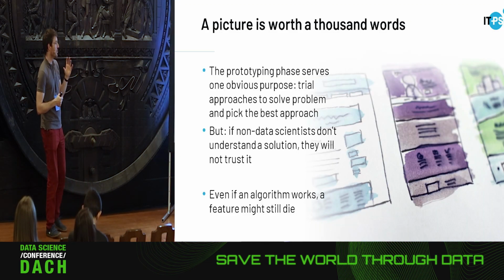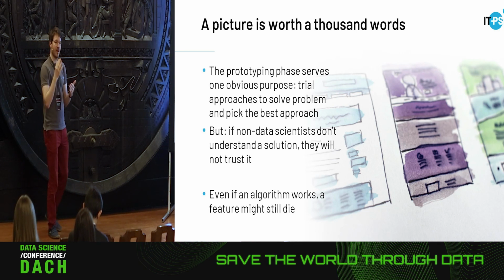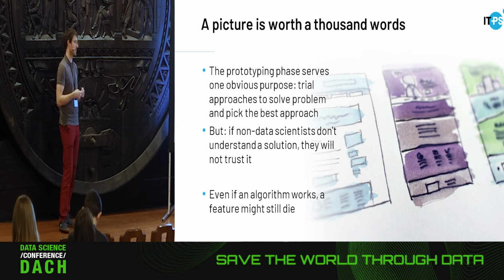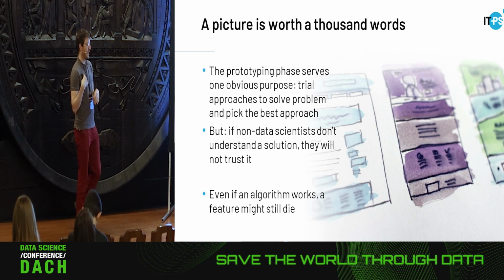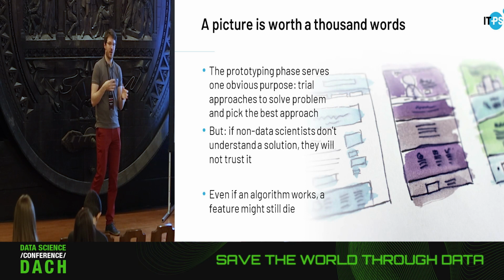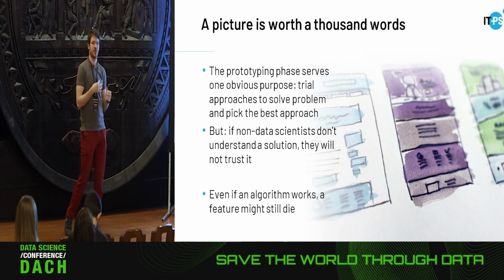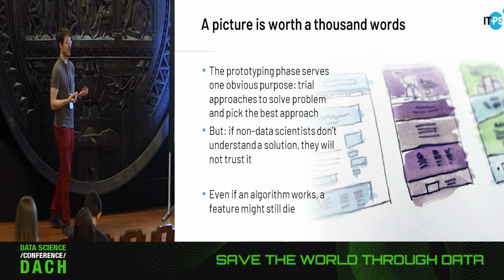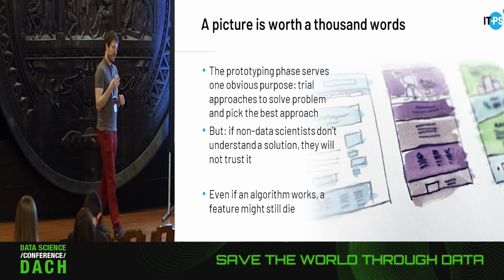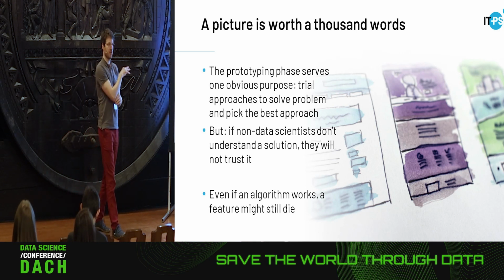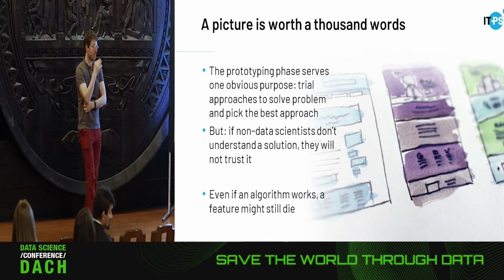What do I mean? Usually, whenever you have an idea and you say, yeah, okay, we're going to try that, you start to come up with some kind of prototype. And within the prototyping phase, whatever you might want to call it, you trial as many approaches as possible and try to find the best one, the one that solves the problem best. However, if someone who is supposed to use a feature at the end doesn't understand what the solution looks like that you come up with, they are probably not going to trust it.